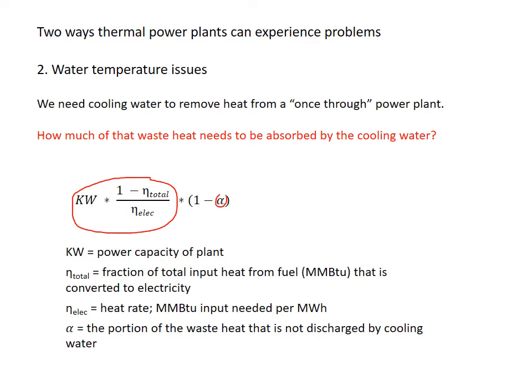So if we're saying that 100% of the waste heat is not discharged by the cooling water, then this whole thing becomes zero, right? But the reality is that a significant amount of the waste heat actually needs to be discharged by the cooling water. So the value of alpha here could be 0.6 or 0.7 or even higher.